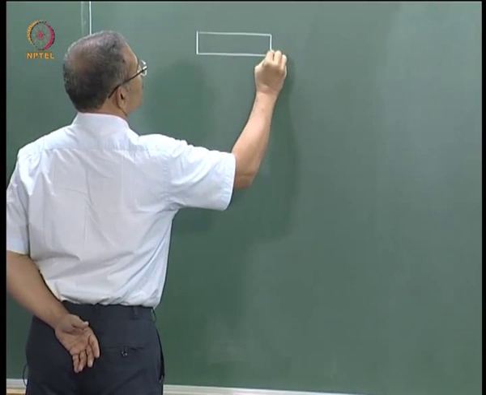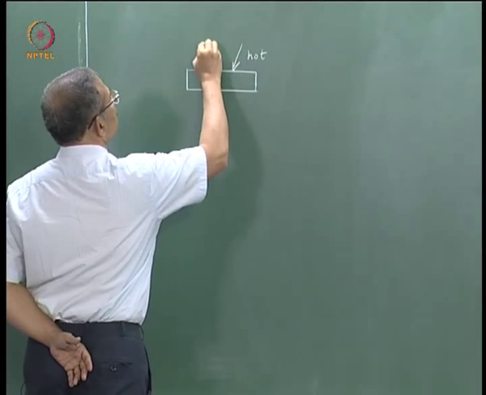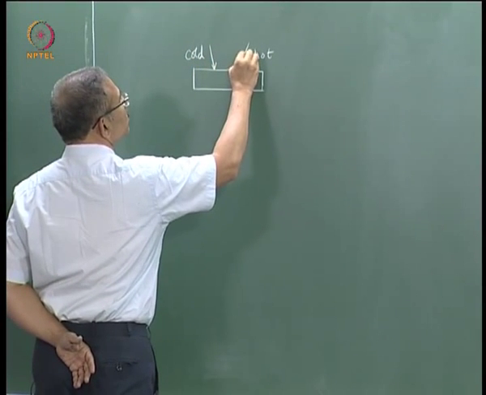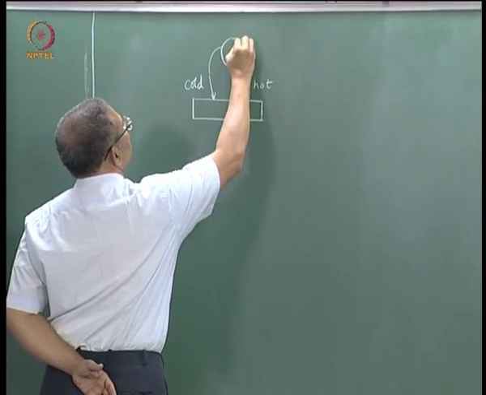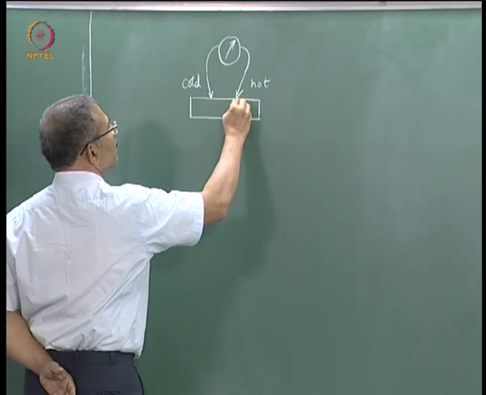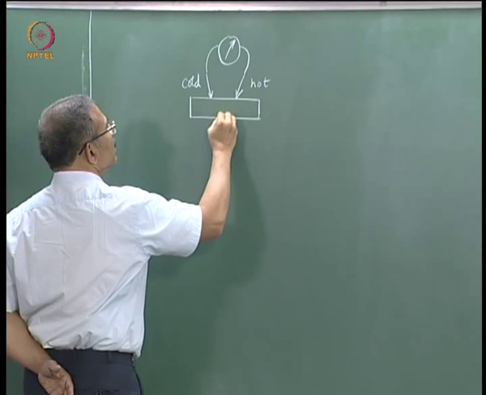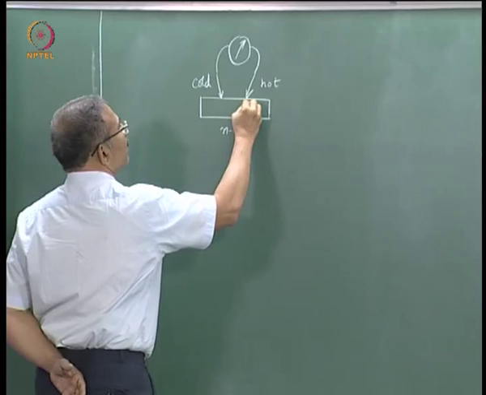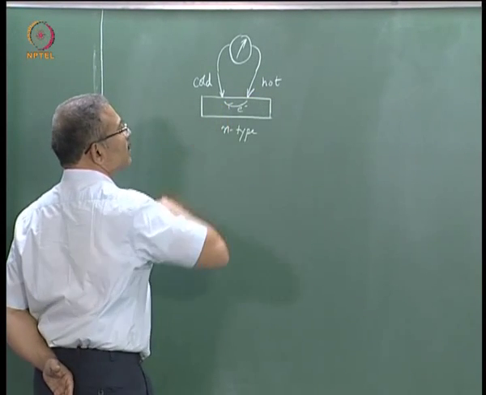So this is the semiconductor, this end is hot and this end is cold, this is using the soldering iron, and then you are connecting a galvanometer here. Now inside you will have both electrons and holes moving from the hot end to the cold end. Let us assume that this is an n-type sample. Then the electron current will dominate because the number of electrons is large.